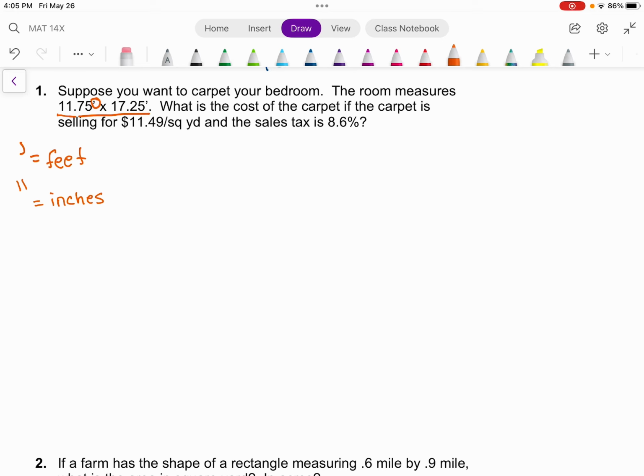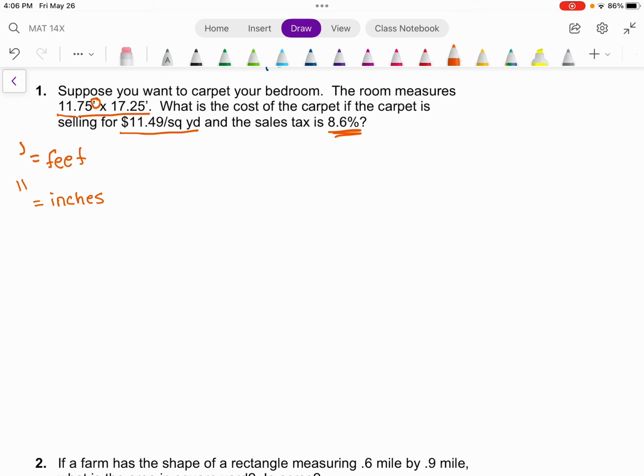All right, so we want to carpet a bedroom. Those are the dimensions of the bedroom. If it's giving us a length and a width, we're going to assume rectangular. We want to find the cost of the carpet, and we are given this cost, $11.49 per square yard, and some sales tax. Ooh, a percent. So we're going to talk a little bit about percents again.